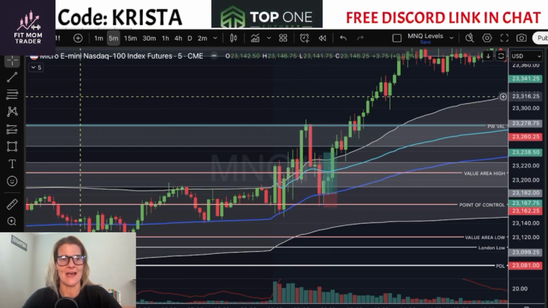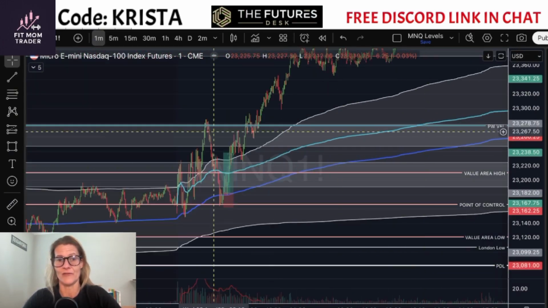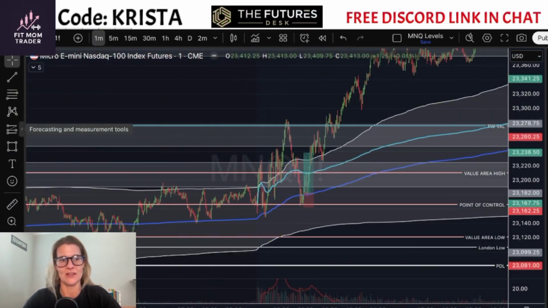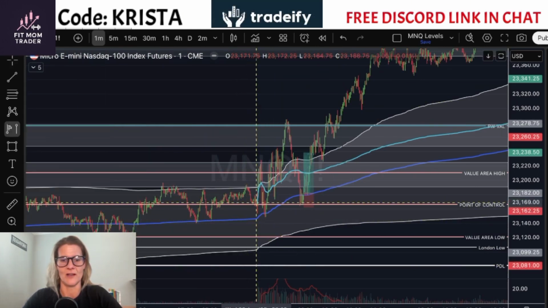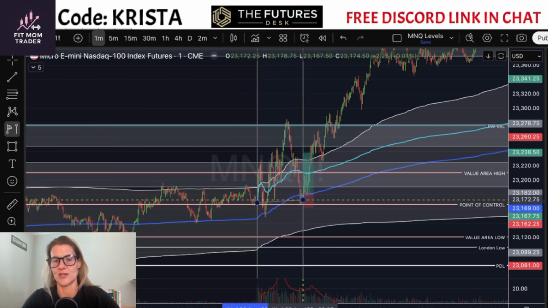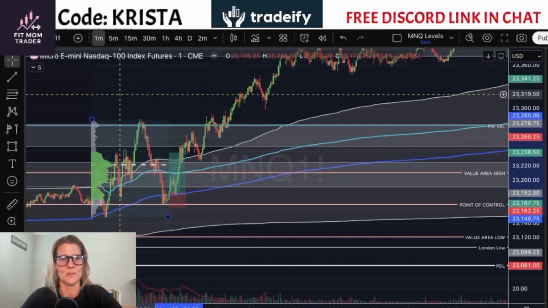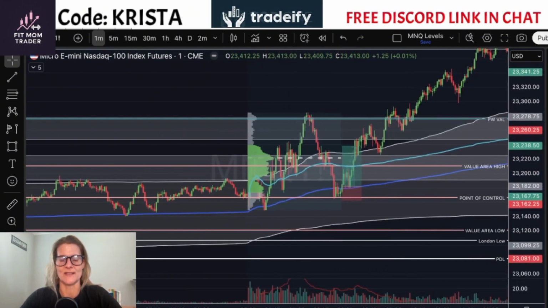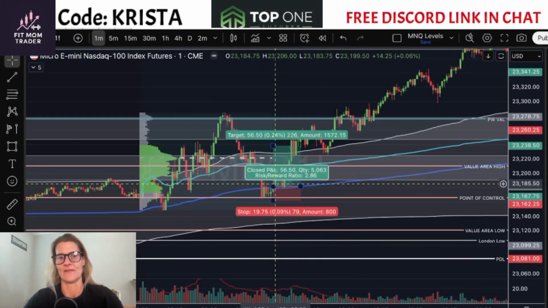Then let me add our session volume profile for the current session so I can show you the confluence on why I took this trade. Everything lined up perfectly. I'm going to take the fixed range volume profile and start it at 8:30 so you can see what it looked like when I took the trade. I took the trade here at 9:27 Central Time, so 10:27 Eastern. And zoom in a little bit.